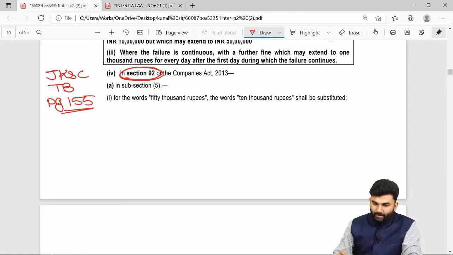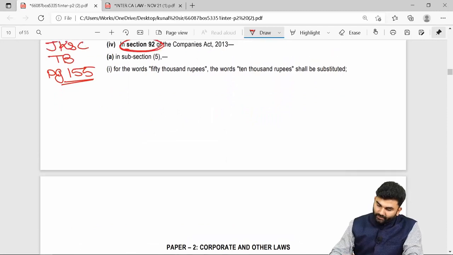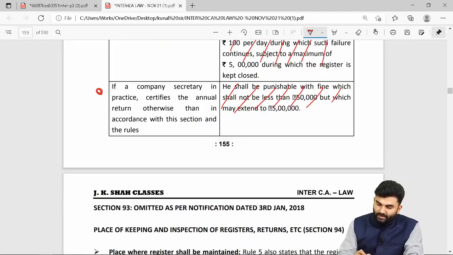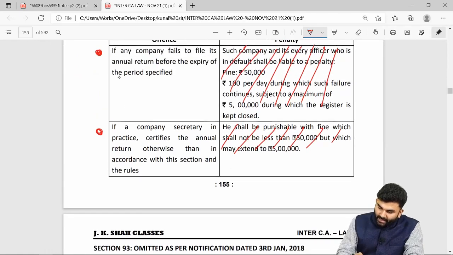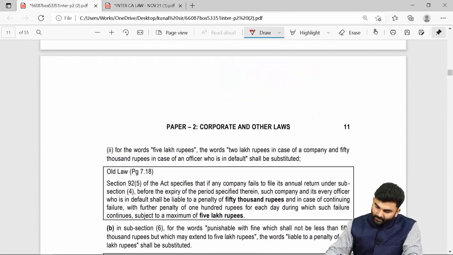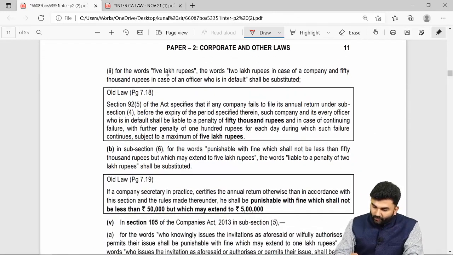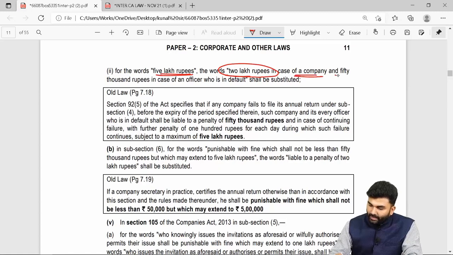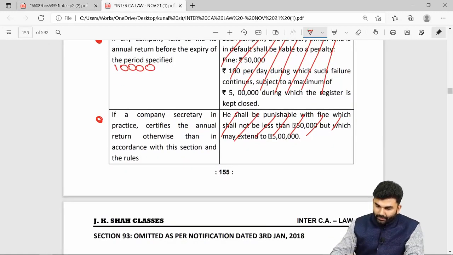And what are the new penalties? The new penalties say that for the words 50,000, the words 10,000 shall be substituted, which means now the flat penalty will be of rupees 10,000. Over here, instead of the words 5 lakh rupees, the words 2 lakhs in case of a company and 50,000 in case of officer in default should be substituted.